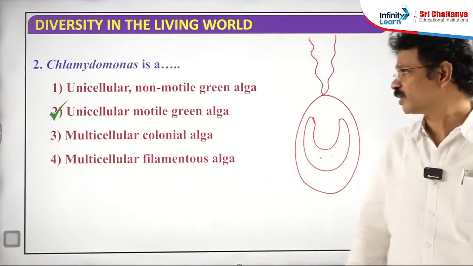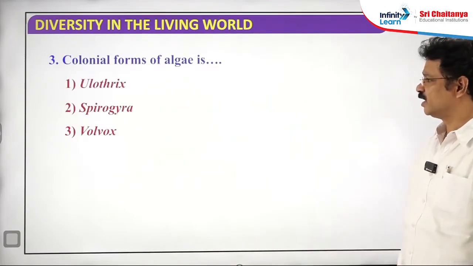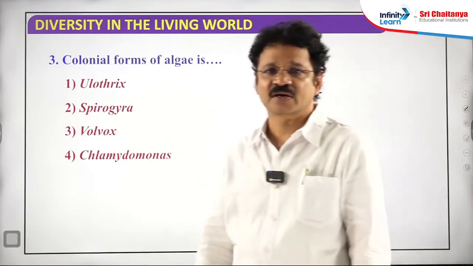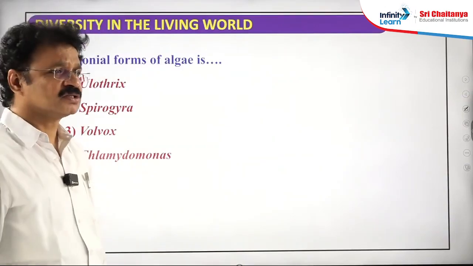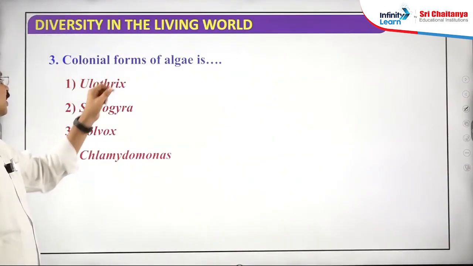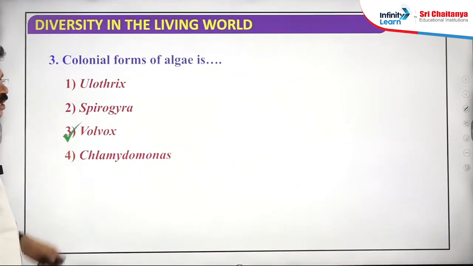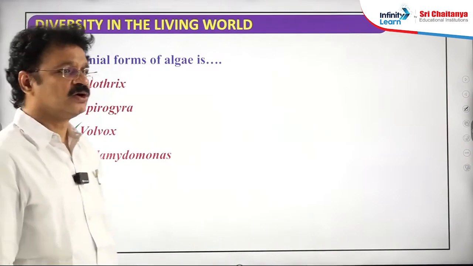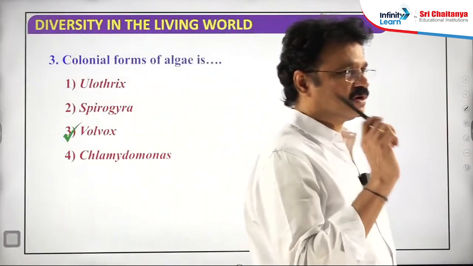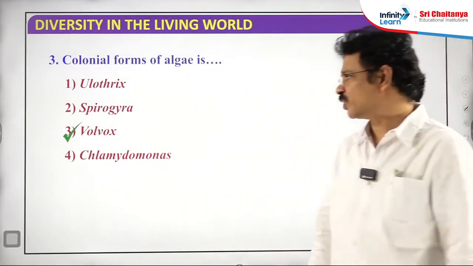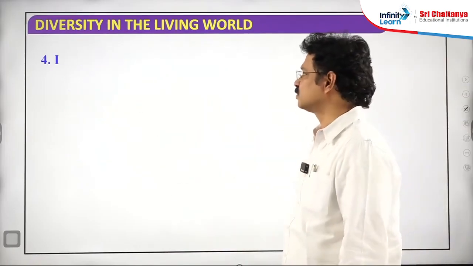Next question, question number 3. Colonial forms of algae: which alga is an example of a colonial form? Chlamydomonas is unicellular. What about the colonial form? Yes, third option, Volvox and Eudorina. Two examples are there: one is Volvox, the second is Eudorina. Both are examples of colonial forms.